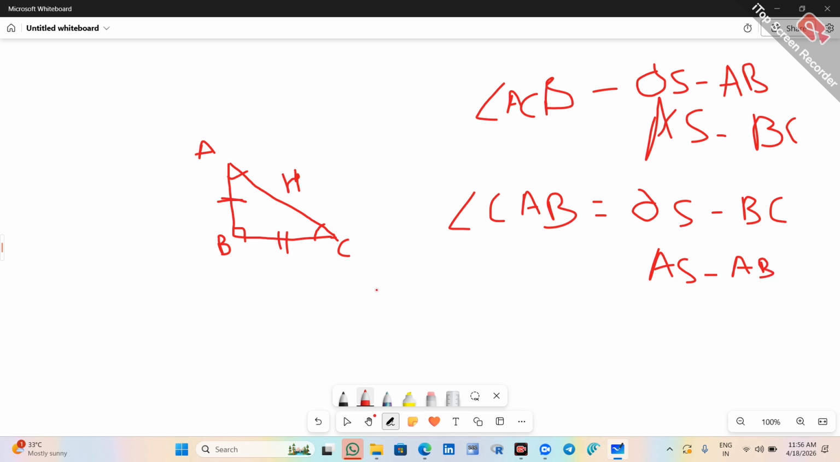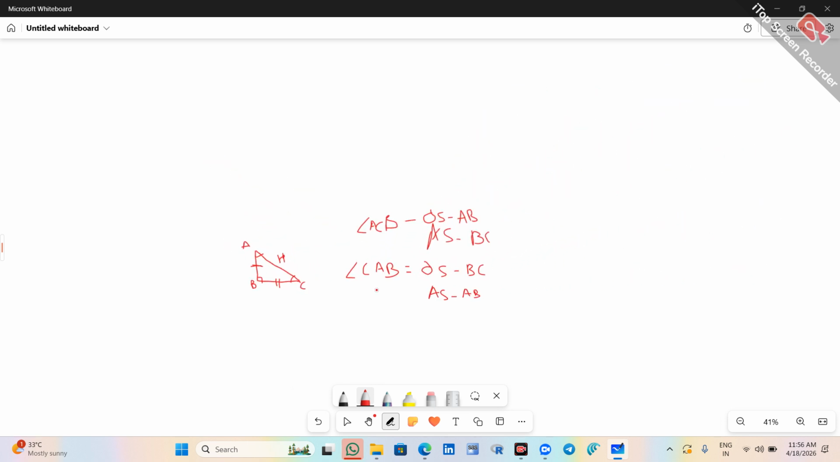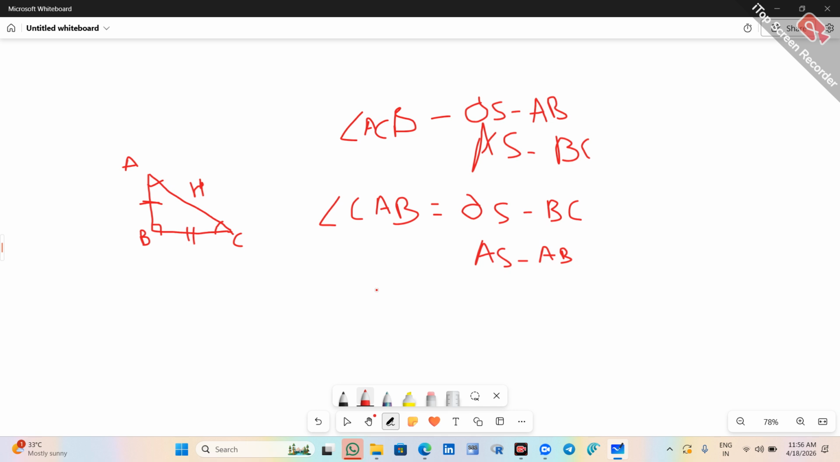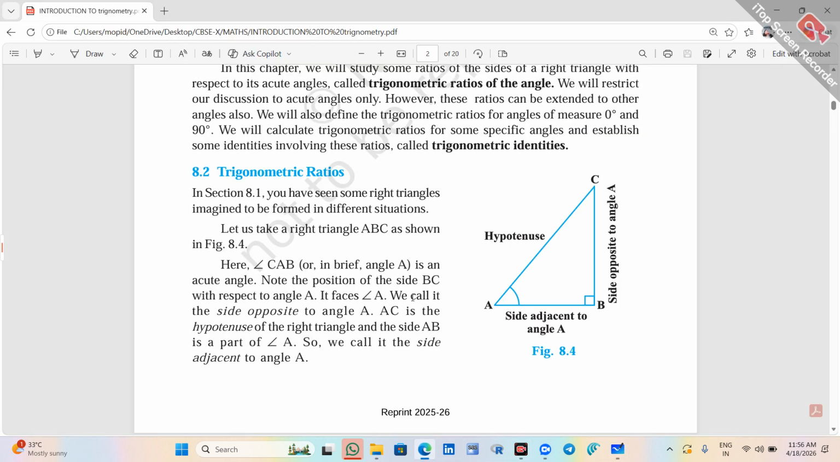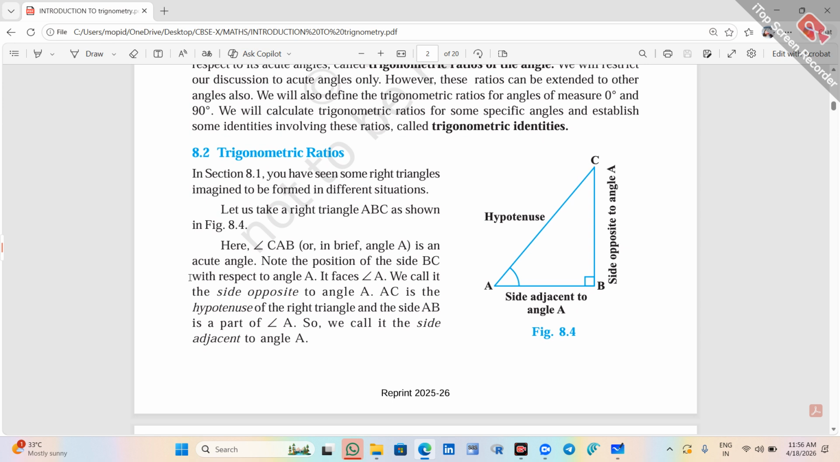If we change the letters to XYZ in the triangles, the opposite and adjacent sides will also change. Wherever you go, just remember this: for any angle, the side opposite to it will become the opposite side, and the side touching it will become the adjacent side, and the hypotenuse is fixed. See here, for this triangle ACB, B is the right angle, same as I told you. Here angle CAB is an acute angle.